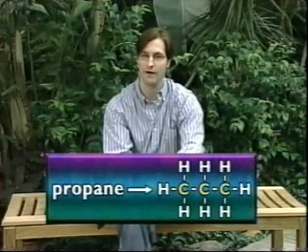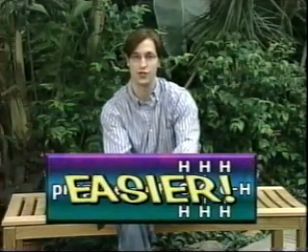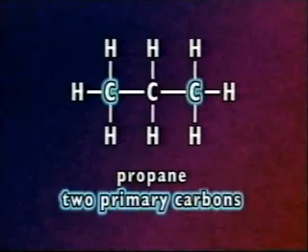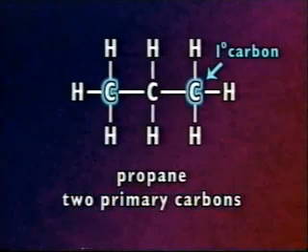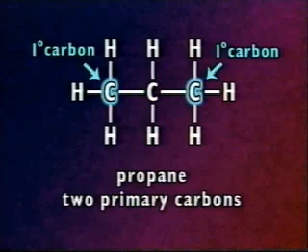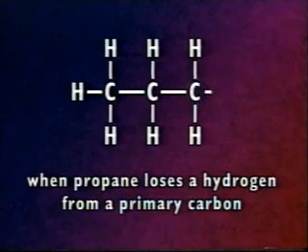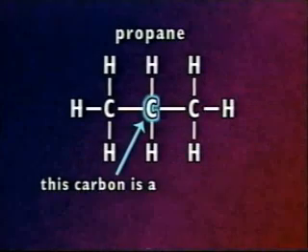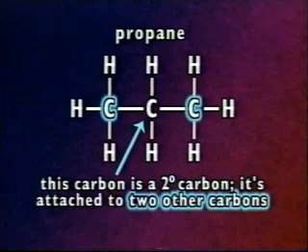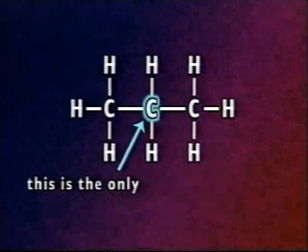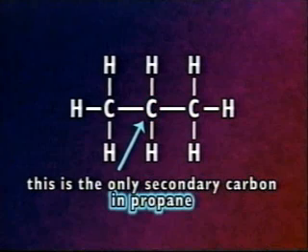There's only one more of these that we have to know, and it's got something to do with propane, our 3-carbon chain. This one's actually easier than the ones we just looked at. Propane has 2 primary carbons, one on this end of the chain and one on the other end. When propane loses a hydrogen from one of these primary carbons, we just change the name propane to propyl. This carbon in the middle of propane is a secondary carbon because it's attached to 2 other carbons.